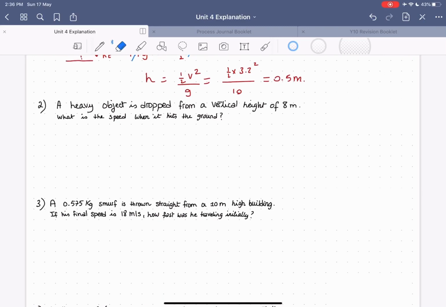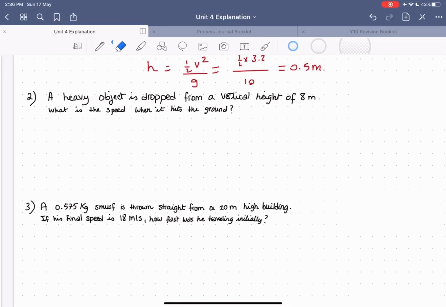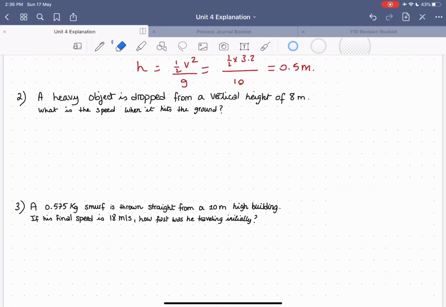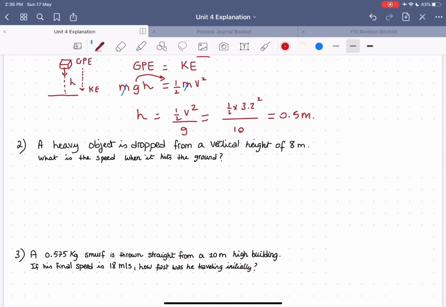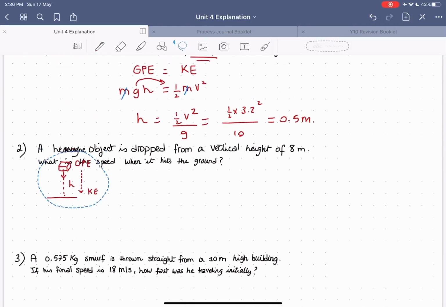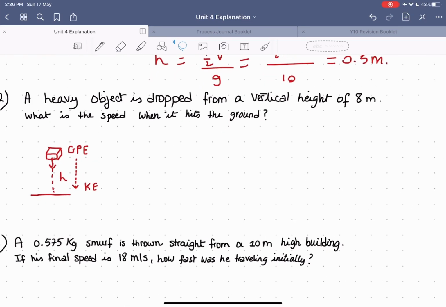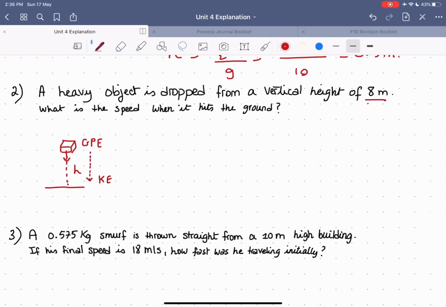Okay, second question. Now we have a heavy object that is dropped from a vertical height of 8 meters. We need to find the speed. So it's pretty much the same concept as the previous question. But this time we need to find the velocity, and the height is given to us. So again, we say the loss in the GPE is equal to the gain in the kinetic energy. So mgh is equal to half mass velocity squared.